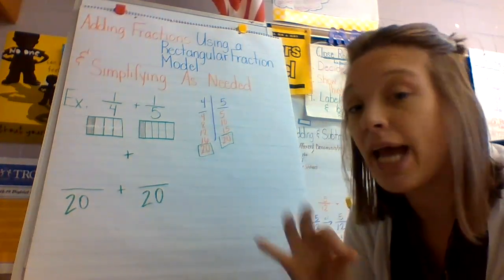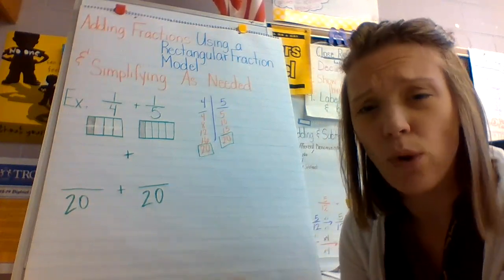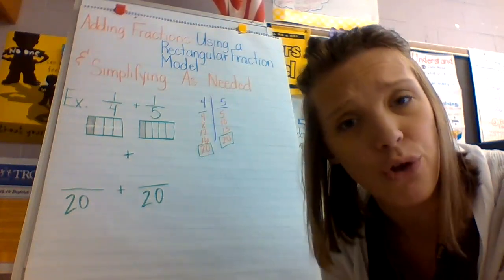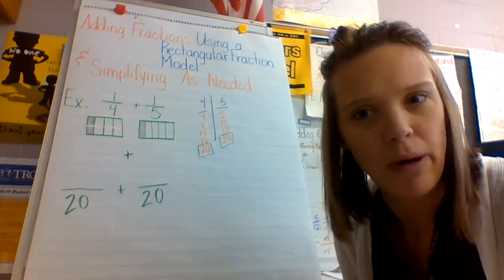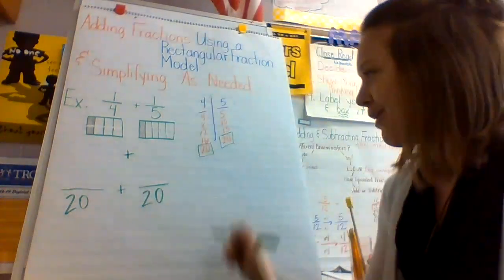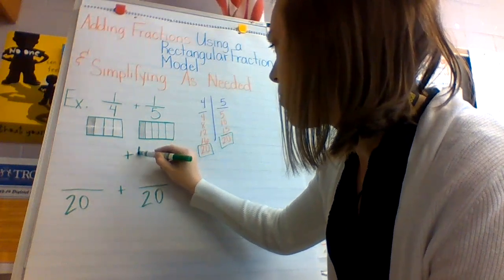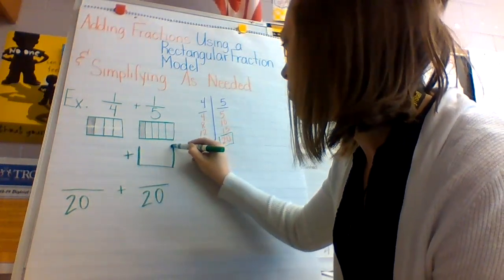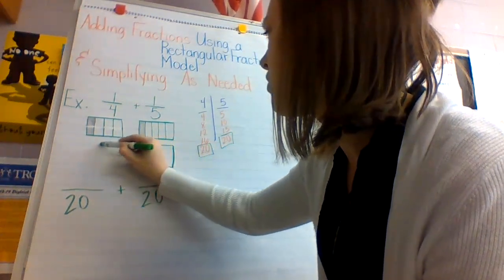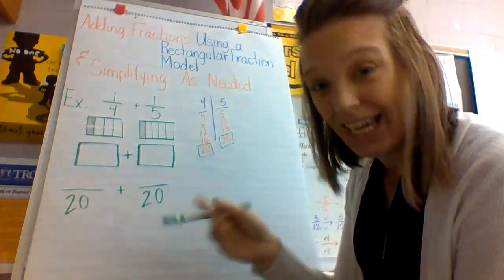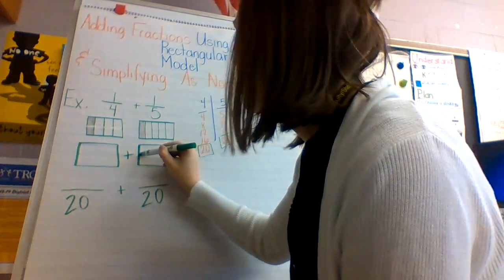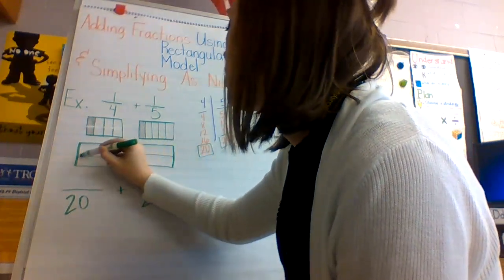Before I start doing any multiplication work, I'm going to rewrite my rectangular fraction models. So bear with me because this might take me about 30 to 60 seconds. All right, so I'm going to make my new fraction model, making 20 now. So bear with me. Let's do this and this.